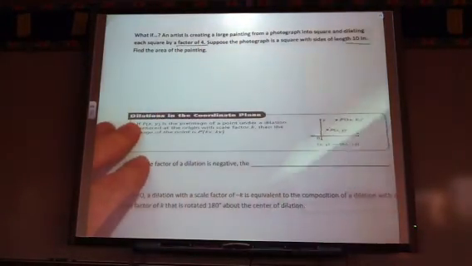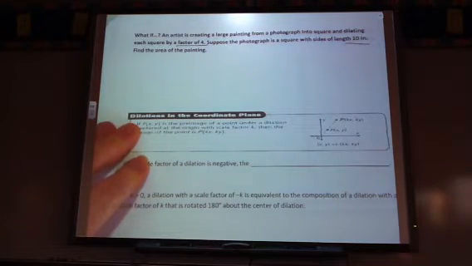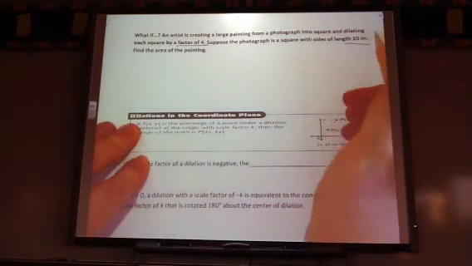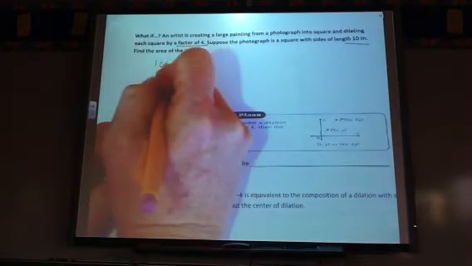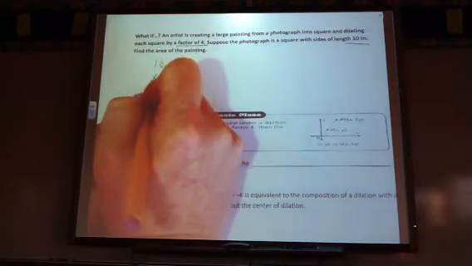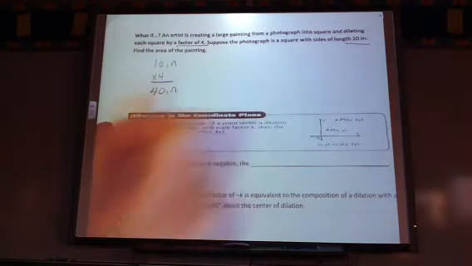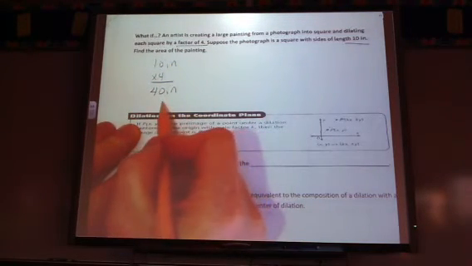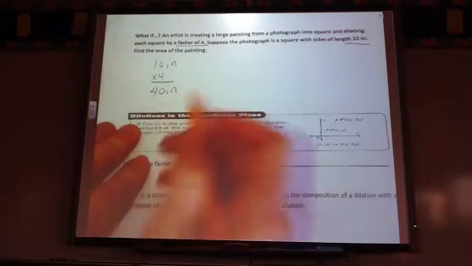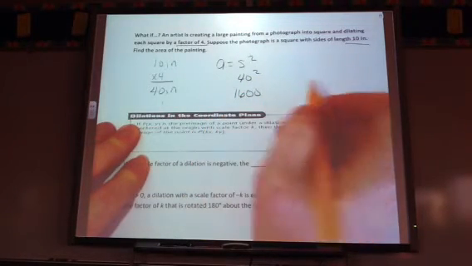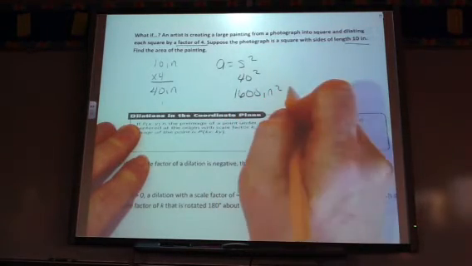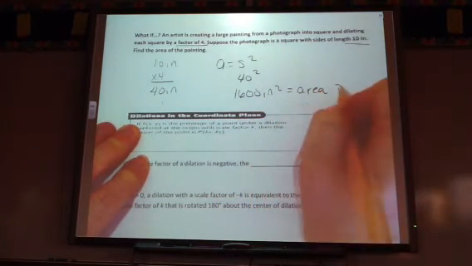Actually, I'm not going to solve this using proportion. You still could, but I think there's an easier way. So if you have a scale factor of 4 and the square length is 10 inches, to find the length of that new square, each side is 40 inches. So we want to know the area of the actual painting if the sides are 40 inches. So area is sides squared, so 40 squared, you're going to get 1,600 square inches. And that equals the area of the actual painting.